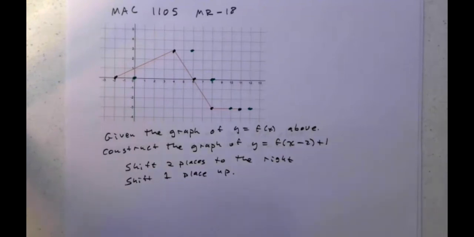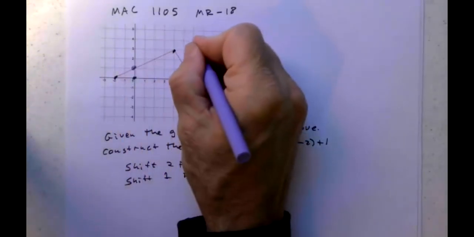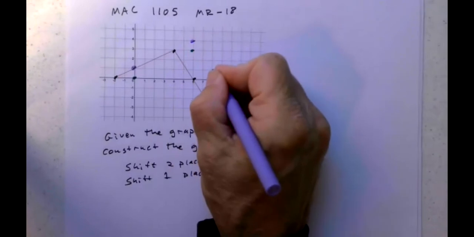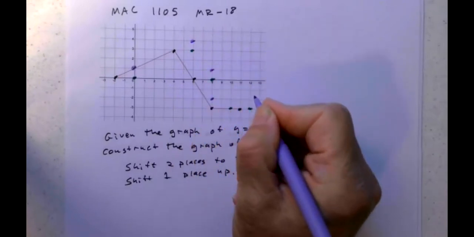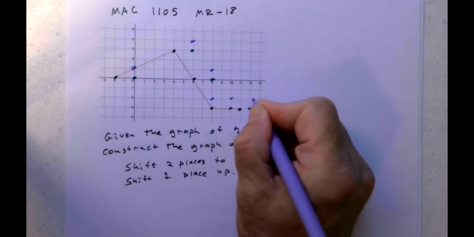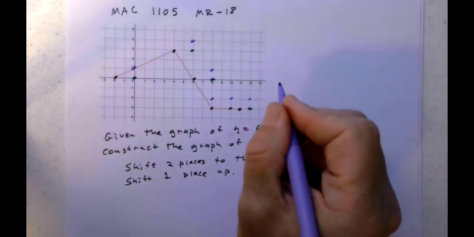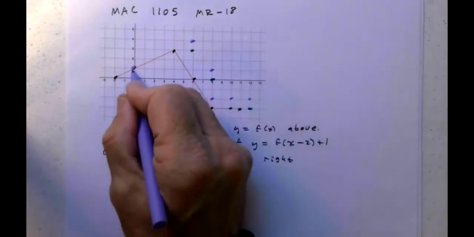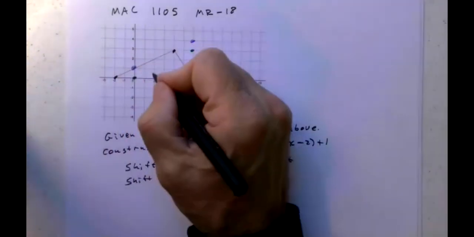Taking all of the green points, if you can see the color on here, up one, up one, up one, up one, up one, and up one. So this one, 2/1 up, this one, 2/1 up. So I'm going to connect those two here.